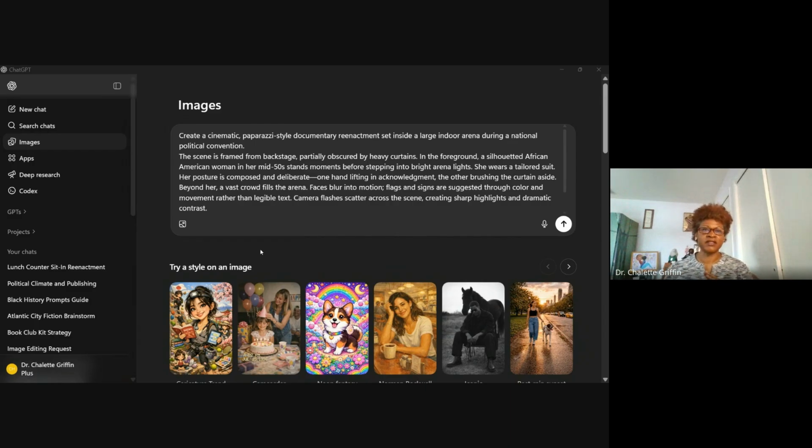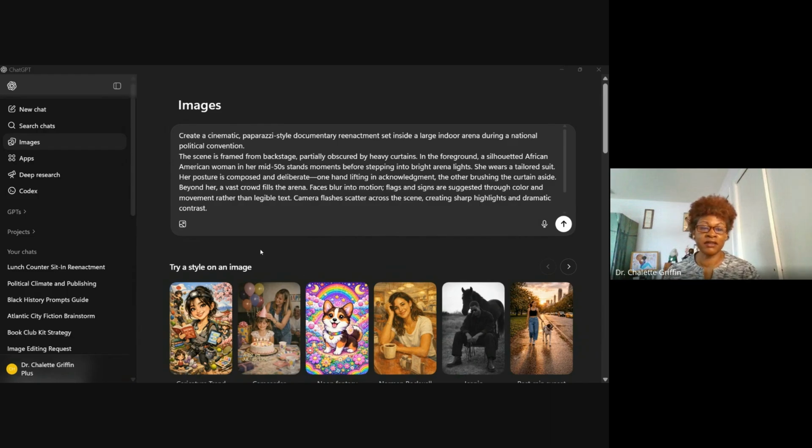So again, this is not about being direct. This is about just giving us the feel of the real thing. Then, the reenactment set inside a large indoor arena during a national political convention. So we're being very general about the setting. We're talking about the place, so that's the environment. In the first line we have our style and we have our environment. Those are the two pieces we see right in the first sentence.